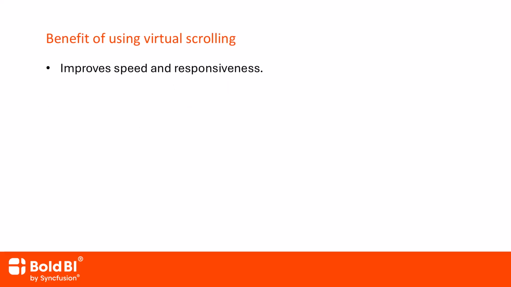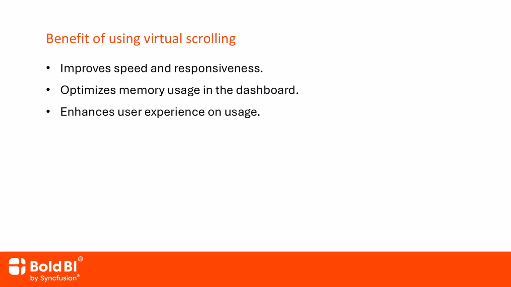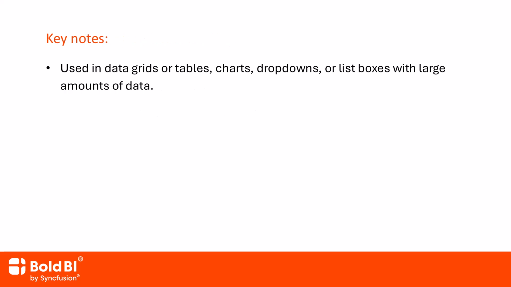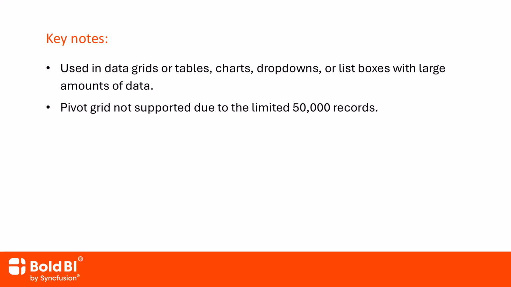This improves speed and responsiveness by reducing the amount of data rendered at once. Optimized memory usage is especially useful for dashboards with thousands of records. Virtual scrolling enhances the user experience by making scrolling smoother and faster. It's commonly used in data grids or tables with many rows, charts that visualize large datasets, and drop-downs or list boxes with extensive options. Note that the pivot grid is excluded because it has a limit of 50,000 records.